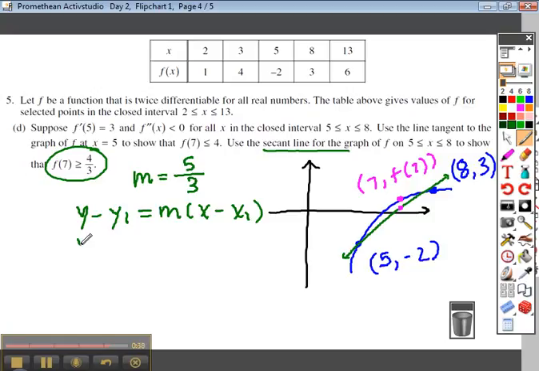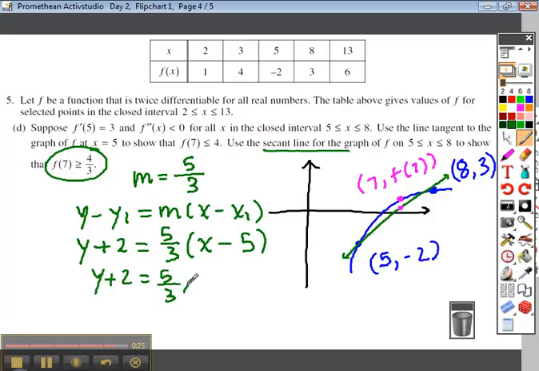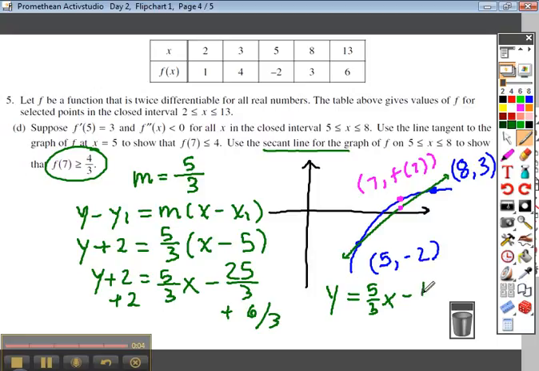So we're going to go y plus 2 is equal to 5/3 times (x minus 5). Okay, so you're going to get kind of a mess. Y plus 2 is equal to 5/3 x, and then minus 25/3. Then when you add 2 to both sides, you're not really adding 2 here, but you're adding 6/3. Keep that in mind. So here's what you'll get. You'll get y is equal to 5/3 x minus 19/3 for the green line here. Then we plug in 7.